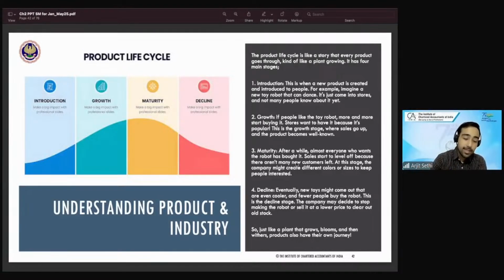Cactus dance toy, that's a great example. Nitin, the cactus dance toy, when you speak, it also speaks back. We've seen a lot of videos there, but that's a great example because it was a sensation. Everybody wanted to have it, right? But today, maybe everybody saw it already or bought it if they wanted. So it's now out of craze. Introduction, growth, maturity, decline.